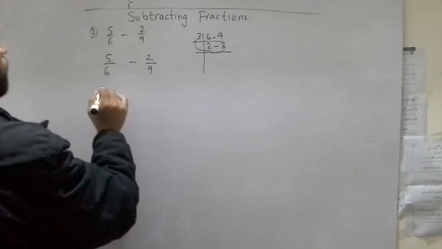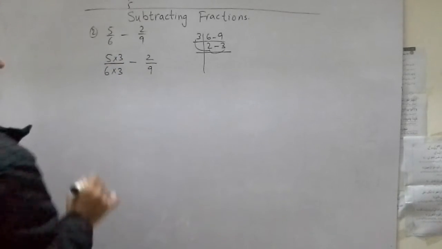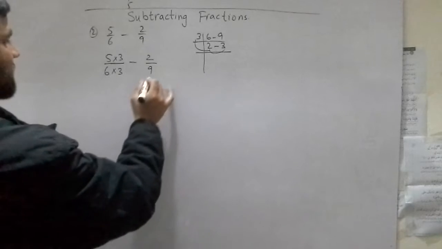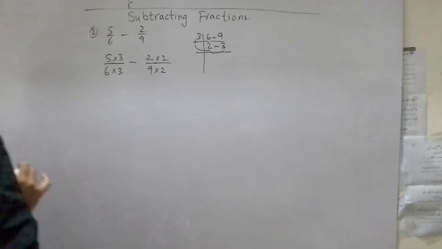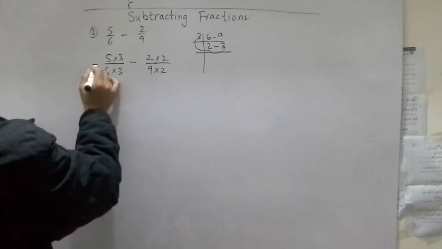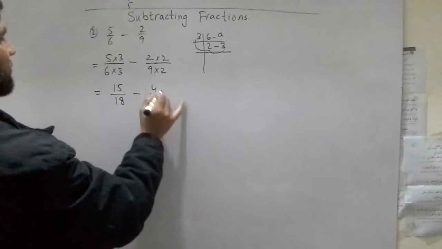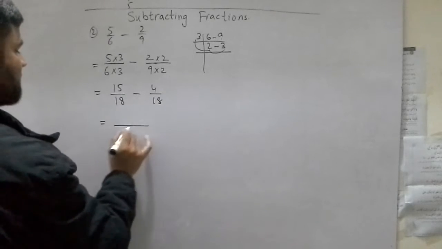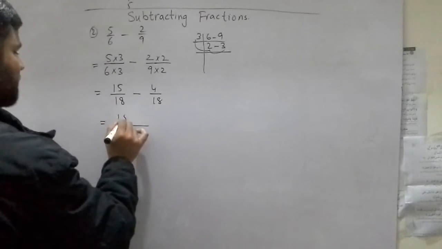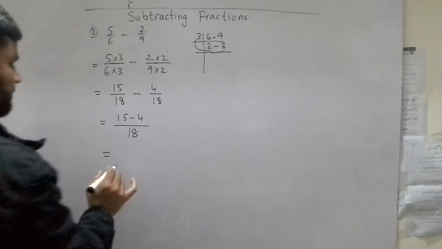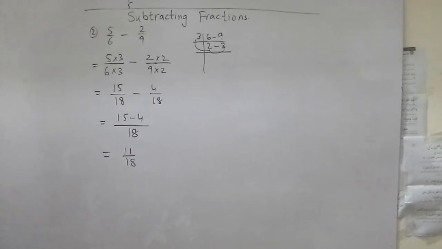Copy these fractions down and multiply this 6 with 3, which is 18, and multiply the top number as well to make them equivalent fractions. Now 9 times 2 will give me 18, and multiply by the same number to make it an equivalent fraction. Now 5 times 3 is 15, 6 times 3 is 18, minus 2 times 2 is 4, 9 times 2 is 18. Now when you have the same denominator, we keep it the same, and 15 take away 4, we just subtract it. 15 minus 4 is 11 over 18. This is our simplified answer in proper fraction.